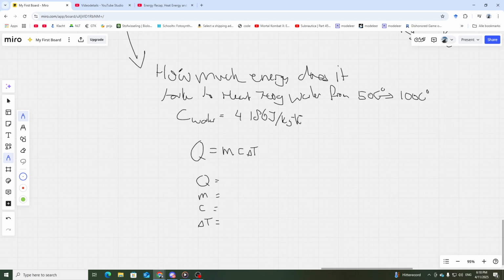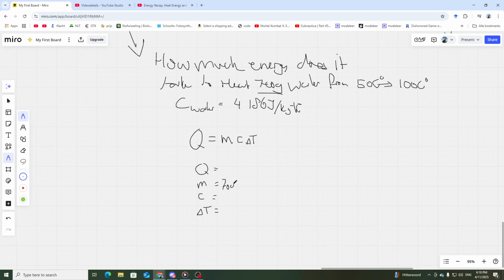So let's have a look. How much energy does it take to heat? Here we go, 700 grams. That is my mass. So 700 grams. What is that in kg? It's 0.7, right? We divide it by 1,000. Bada bing, bada boom. Then we continue. To increase the water from 50 degrees to 100 degrees, my delta T is 100 minus 50, which is equal to 50 degrees Celsius. Perfect. And here I have my C of water, which is 4,186 joules per kilogram per Kelvin.